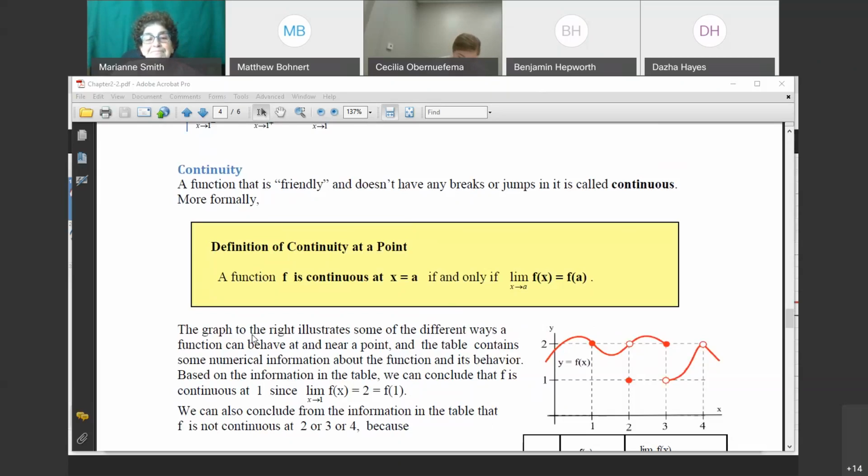Mathematically speaking, here's what it says. A function f is continuous at a given x value if and only if the limit as x approaches that x value is the same as the function value. So think about what that means. That means no holes, no jumps, because then the limit wouldn't exist, right? So it's important to understand, again, function values that are going to be continuous.